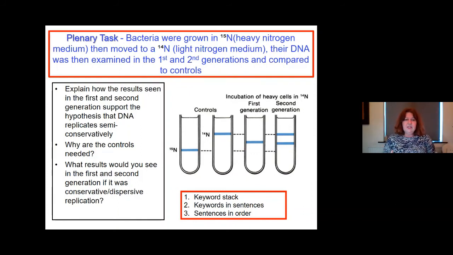There's a little plenary task there, if you've got the time, that you can go over yourself and answer the questions. The reason I picked this one is because I've shown you this diagram earlier on, and it talks about controls. And remember, a control tube is a reference tube. So we need a control, don't we? Because we're going to need to see where the heavy nitrogen band is, and where the light nitrogen, the 14 band, is. So it's really important that we've got a control as a reference to look back on when we've got our first, second, third, fourth generations.